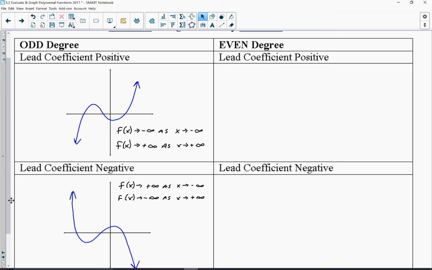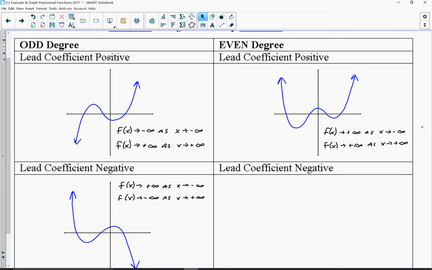Then your even degree looked like either that W or that M. If it's a lead coefficient that is positive, it looks like the W. So now this time, since we have a positive function graph, the two ends are going to point the same direction. So they're either each going to approach positive infinity or negative infinity. In this case, they're going up, so it's positive infinity. Doesn't matter if you're going to negative infinity going left or positive infinity going right.